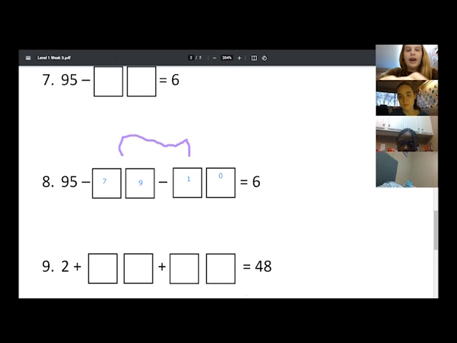95 minus 86. What's that going to give us? Can someone tell me what it's going to give us? McKinley? What's 95 minus 86? 11. 11?